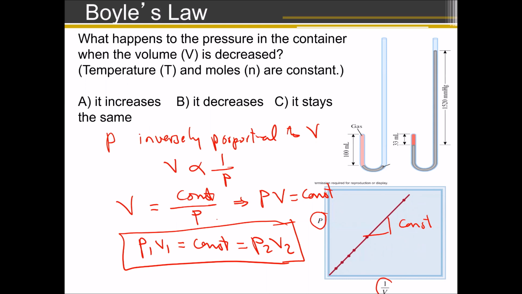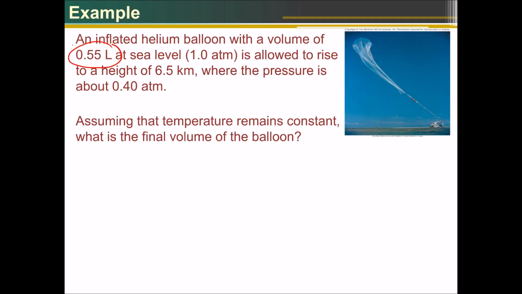and vice versa. So if you have a helium balloon with this volume here at sea level, which corresponds to 1 atmosphere pressure, and you make it rise to a height of 6.5 kilometers up, where the pressure is gonna drop to 0.4 atmosphere, what would be the final volume? So here is the initial volume of the sample, here is the initial pressure of the sample, and here is the final pressure of the sample, and you're looking for the final volume of the sample.